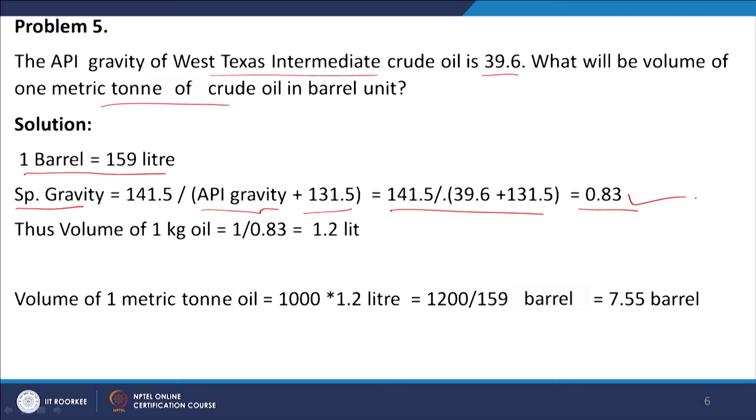So, specific gravity once we get, that means that volume of 1 kg oil is equal to 1 divided by this 0.83, that is equal to 1.2 liter, that you know. So, then we have 1 metric ton. So, 1 metric ton means it is equal to 1000 kg. So, 1000 into 1.2 liter. So, that will be this much of liter. So, 1200 liter. So, if it is 1200 liter, then what will be the value in barrel? We have to divide it by 159. So, we are getting 7.55 barrel.